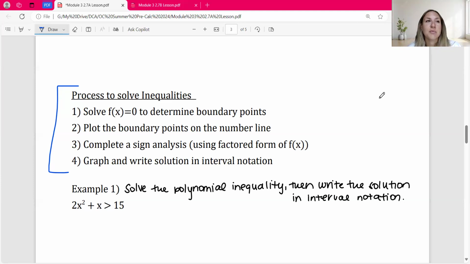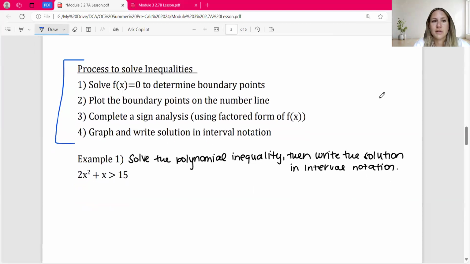Then, in step number 3, we're going to complete a sign analysis using the factored form of f of x. Factored form is easier. We can use either the factored form or the standard form, but factored form is just easier. And then this way, we can use our sign analysis to graph and write the solution in interval notation. And we'll work through those steps in 3 examples that we're going to go over. We'll start in a moment. Let's get a chance to copy the steps down.